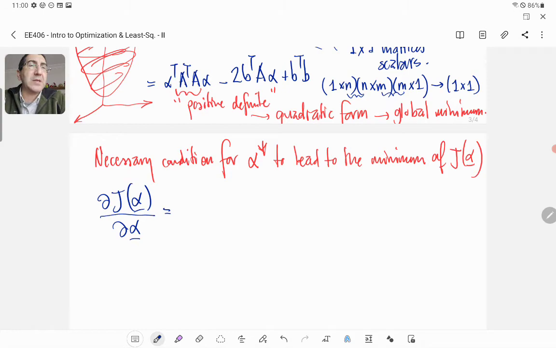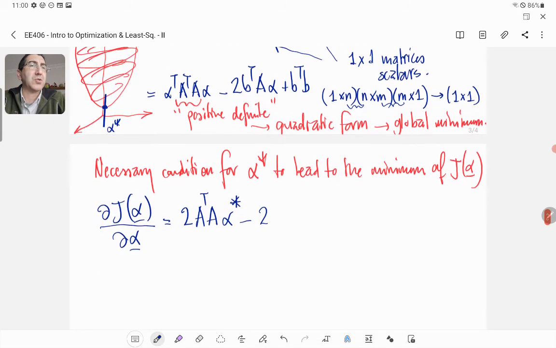In this case, you see there is a quadratic term here. When we take the derivative, it's going to be equal to 2 times A transpose A alpha, right? And in this case, I'm basically letting alpha be alpha star, because when I solve this, I will be finding the alpha star that leads to this minimum value, okay? Minus, you see there is only alpha here, so I have 2 times B transpose A or A transpose B.